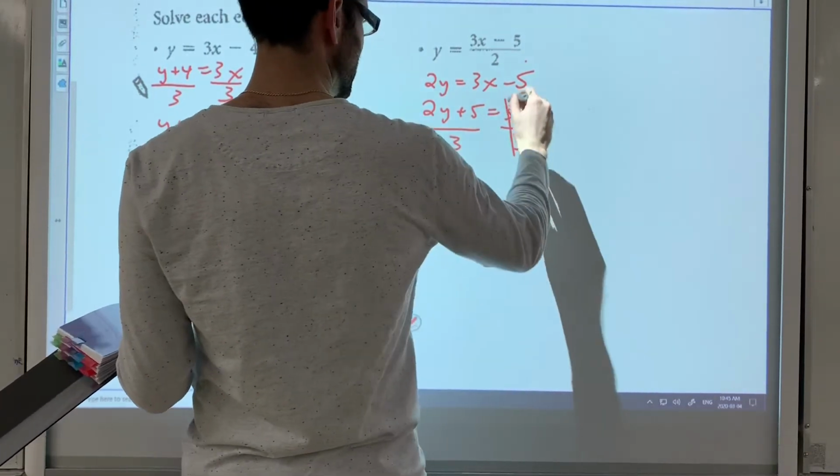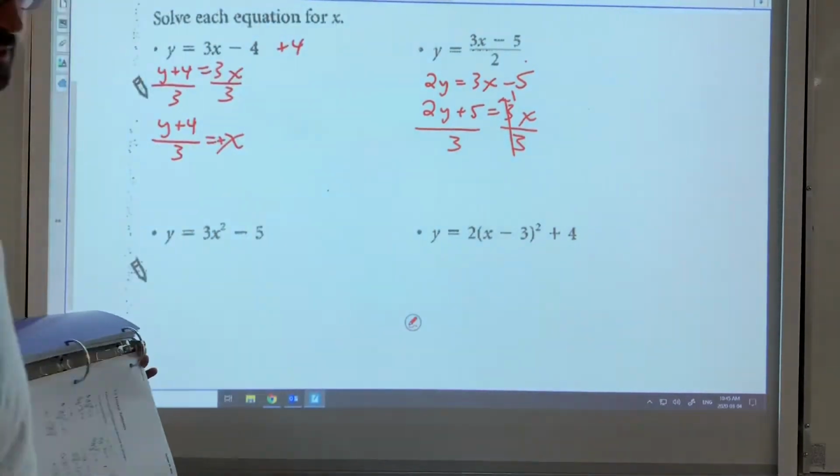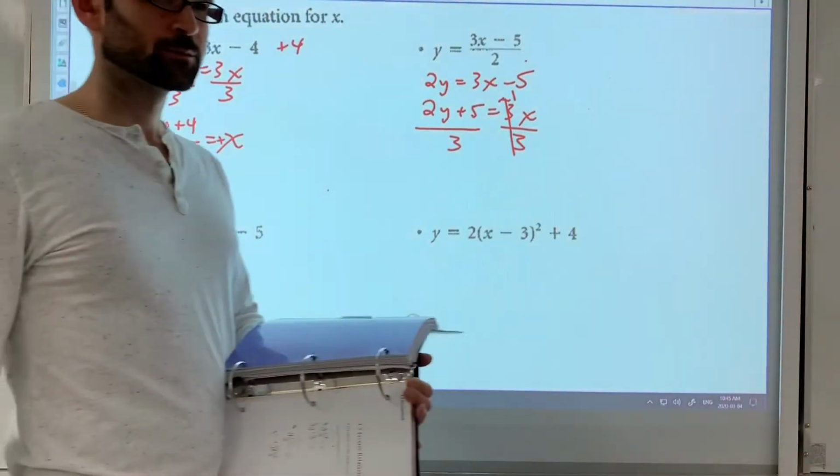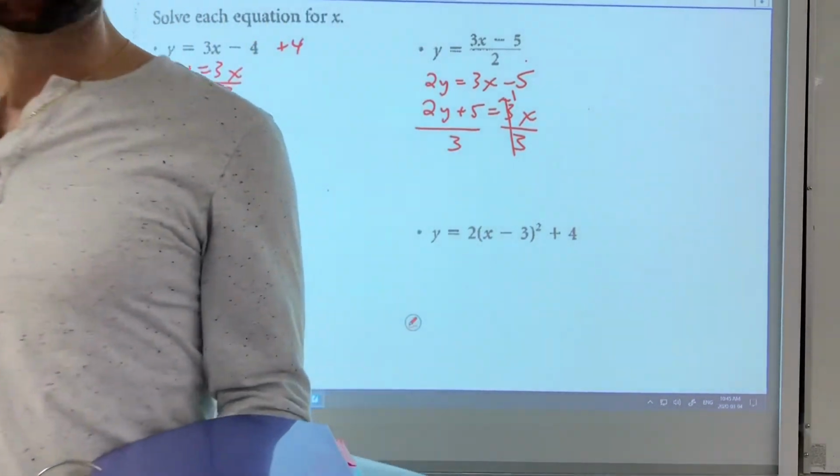And I'm going to be lazy. That's equal to 1. So now we have 2y plus 5 divided by 3. That equals x. I'm not going to rewrite it. I'm going to be lazy today. I got my glasses on. Good?